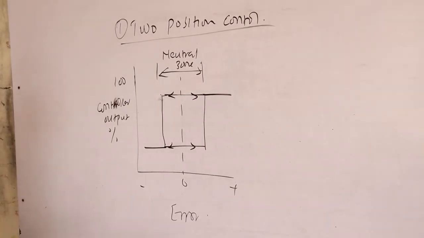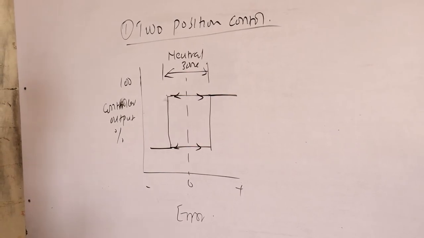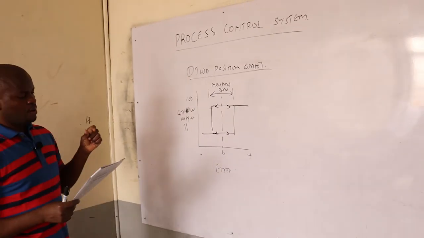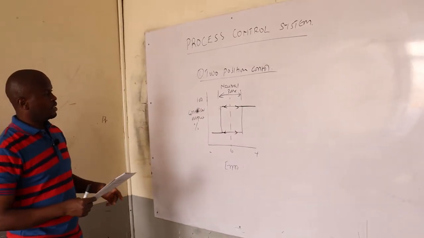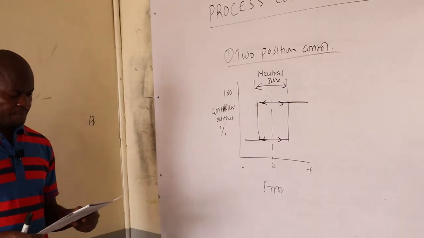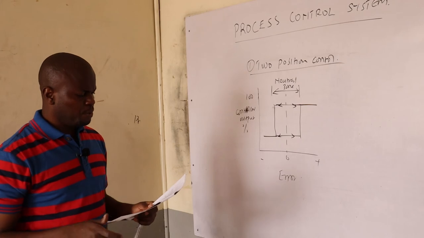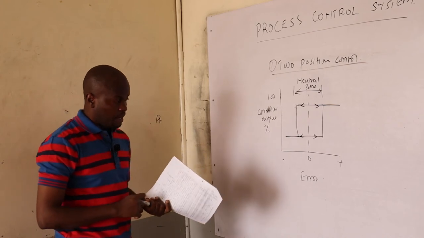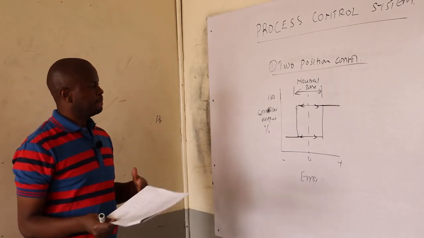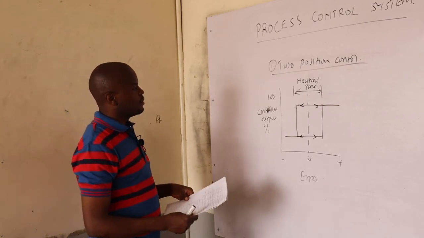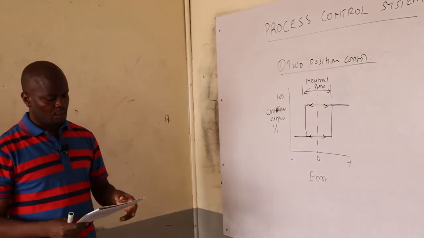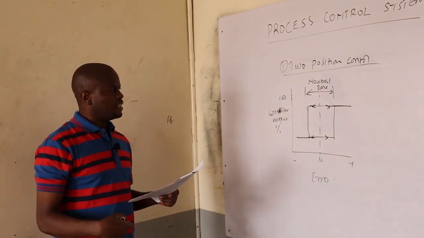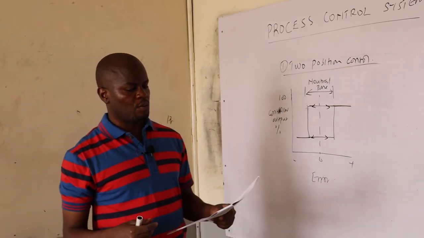Basically, the neutral zone is just a set of values around zero which the error must pass before any control action can take place. So this is what we are referring to as the neutral zone. Two-position control usually supplies energy in pulses. A good example is something like an iron box. The iron box will always switch on and off depending on the temperature that you've set. In that case, it will generate pulses in the process, and these pulses will usually cause cycling of the controlled variable.